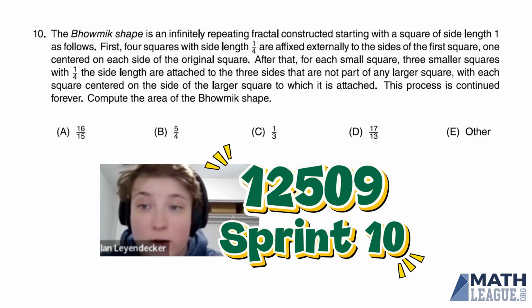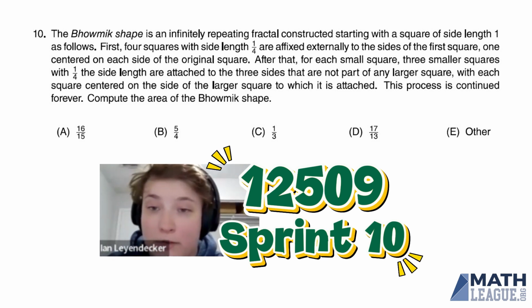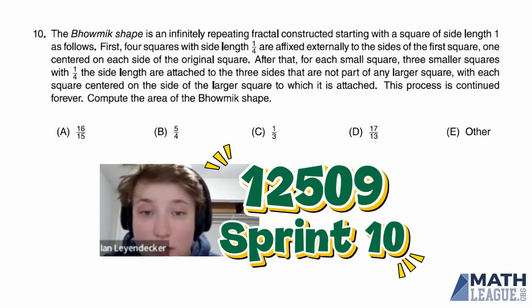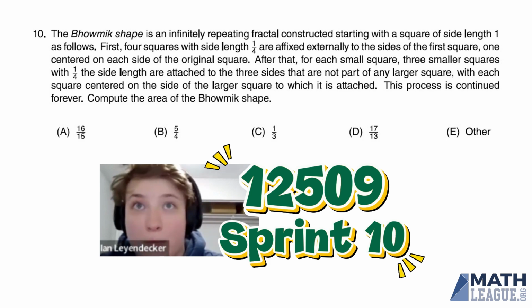After that, for each small square, 3 smaller squares with 1/4 of the side length are attached to the 3 sides that are not part of any larger square, with each square centered on the side of the larger square to which it is attached. This process is continued forever. Compute the area of the Bohm-Mix shape.